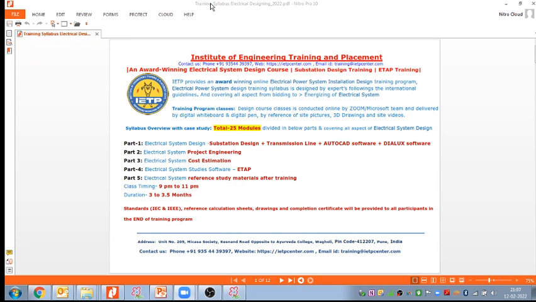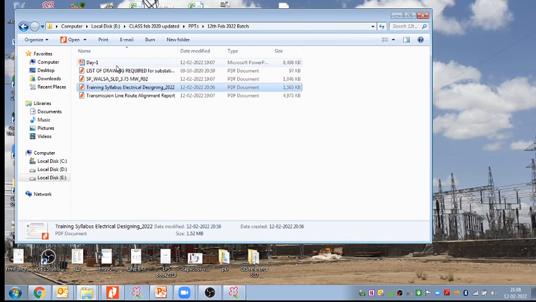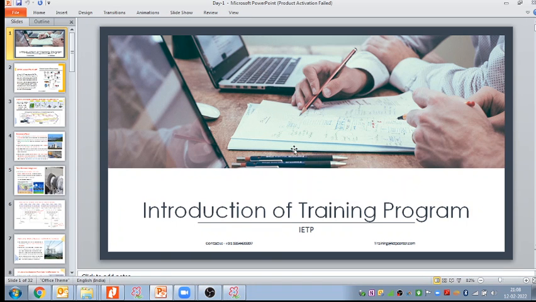Okay, thank you. So let us start from the introduction of the electrical power system, and thereafter we will come to the syllabus, the ITP company introduction, about me, and all the participant introductions. Today's agenda is the introduction of this training session. So let me open some presentation about the electrical power system.